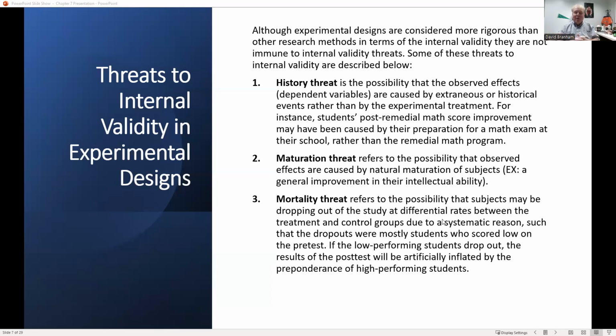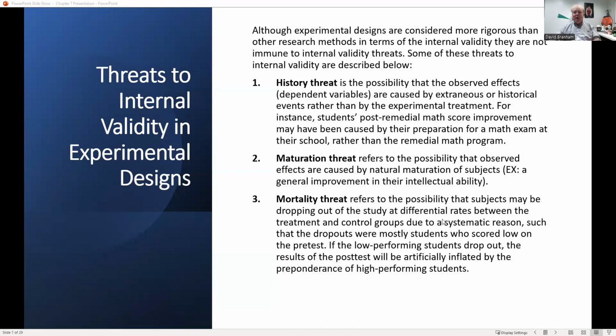So that's a possibility. But as I said before, this usually affects both groups equally. Remember, you have random assignment, so you can assume they're going to be equal, and you can probably assume that maturation effects will be equal across groups as well.